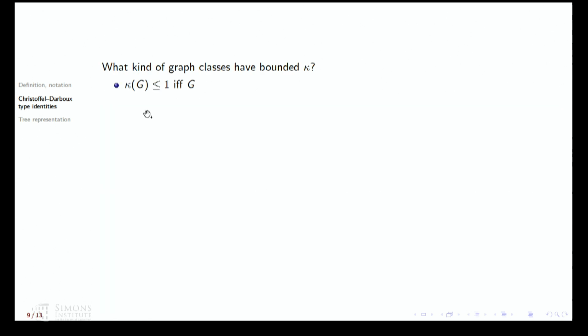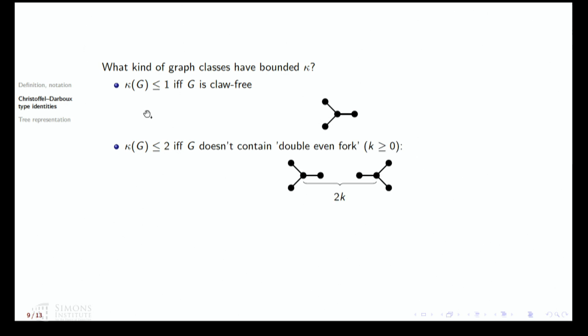So what are these classes? So we can ask for 1. This is what we saw. This is the claw-free graphs. You may wonder what is 2. And it turns out these are the graphs that don't contain an even length double fork. Okay? So this is an infinite list of graphs. I don't know any name of them. I don't know any subclass of it. But these are the forbidden subgraphs.